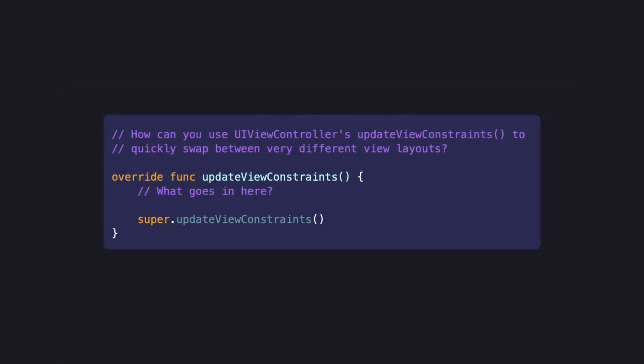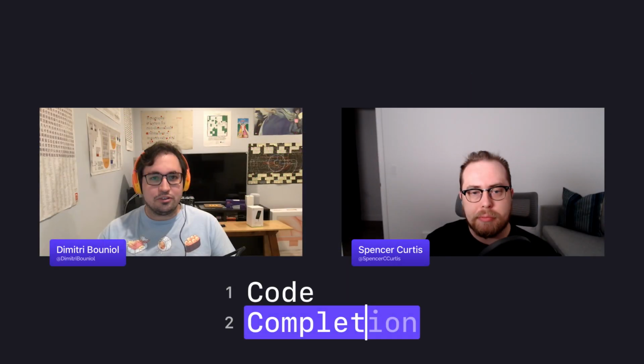This week we have an explorative UIKit question for you. So if you're listening to the podcast, you can check the podcast or the show notes to follow along as always. How can you use UIViewController's updateViewConstraints to quickly swap between very different view layouts? So thank you, Spencer. If you can complete the code, tweet your answers to us with hashtag CompleteTheCode, all one word. The first to get it right will get a shout out on the following week's show.